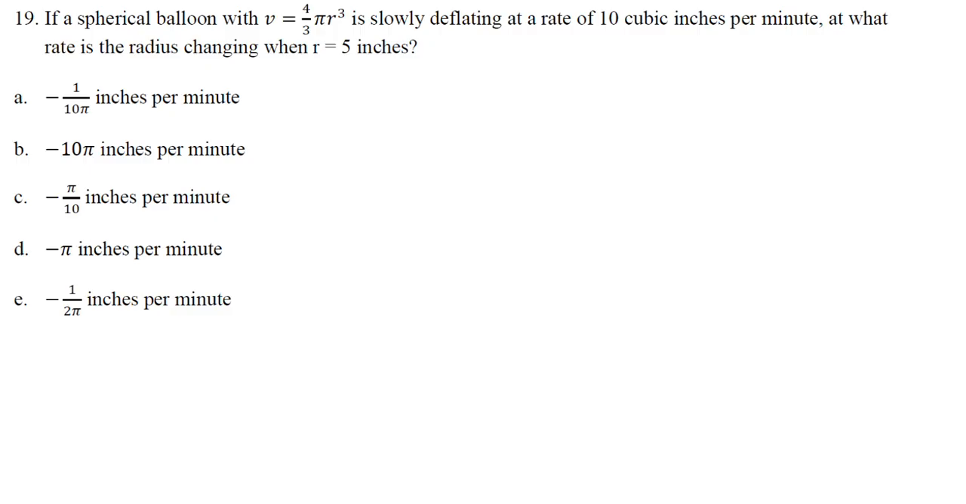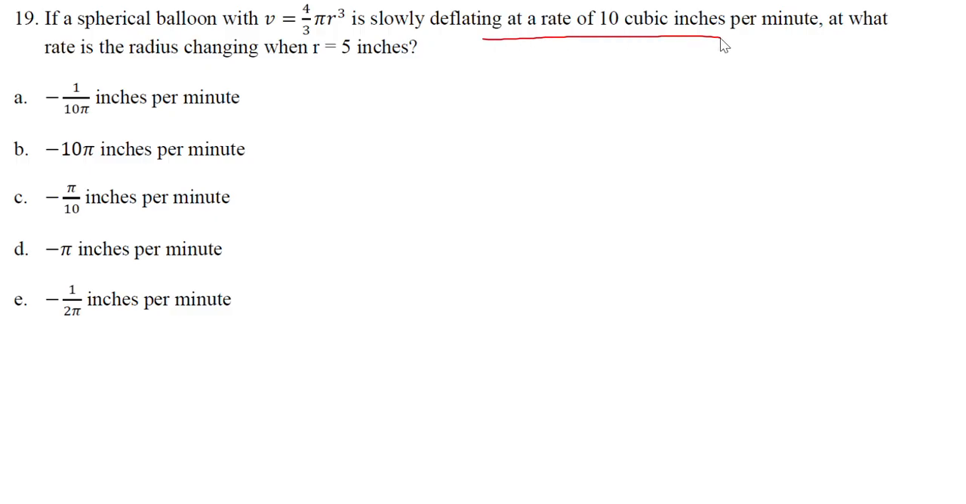All right, for our next one here, we've got a spherical balloon. It's got a volume of 4/3 pi r cubed, and it's slowly deflating at a rate of 10 cubic inches per minute. We want to know at what rate is the radius changing when r is 5. Well, this sounds a lot like a related rates question. We're given one rate and we're asked for a different one. So first, let's sort of figure out what different rates we have and what we're looking for.